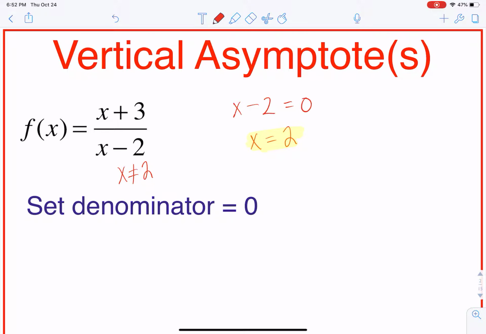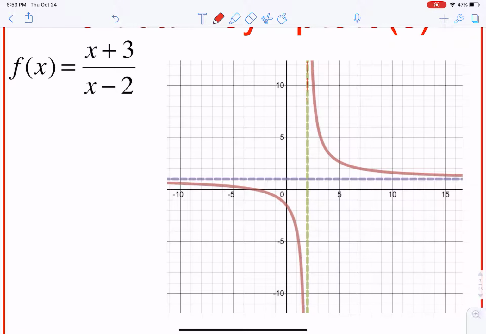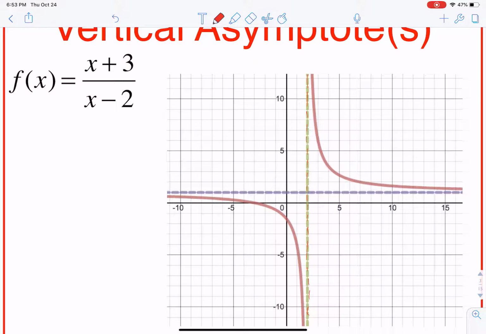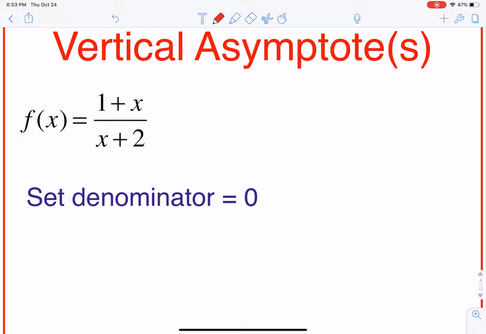So I went ahead and graphed this in Desmos, and you can see here where this green dashed line is that at x equals 2, I have a vertical asymptote there. And so the domain that we found with our function really matches up with the shape of this graph. So here's another example.